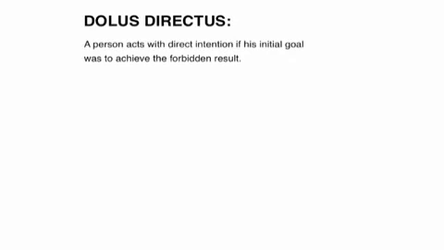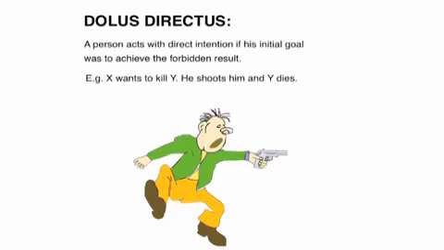Dolus directus. A person acts with direct intention if his initial goal was to achieve the forbidden result. For example, X wants to kill Y. He shoots him and Y dies.